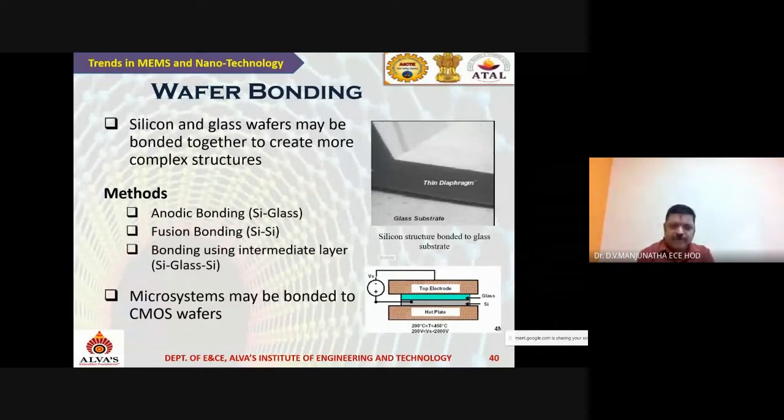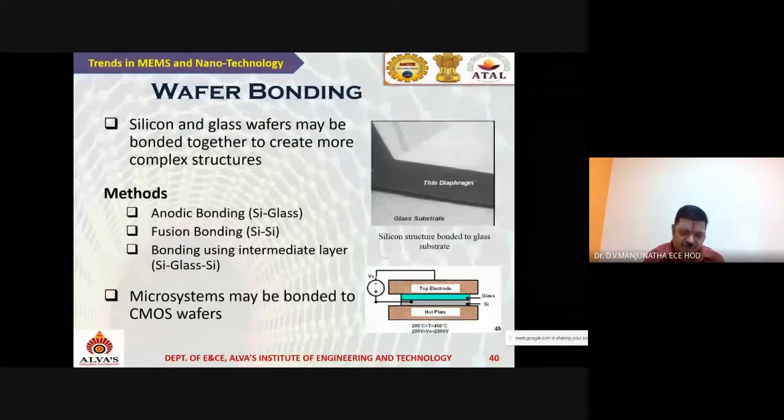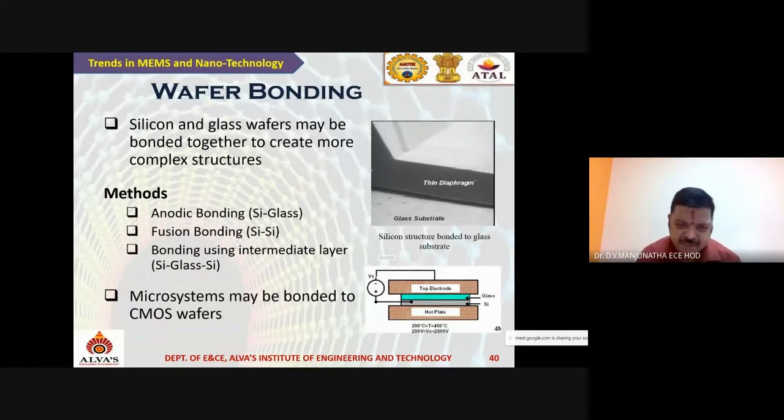Both of them we have to bond. So that is called wafer bonding. Silicon and glass wafers may be bonded together to create more complex structures. There are so many methods available: anodic bonding for silicon and glass, fusion bonding for silicon and silicon. If you want to combine two wafers made of silicon, you can go for fusion bonding. If you want to combine a glass wafer with a silicon wafer, anodic bonding can be done.